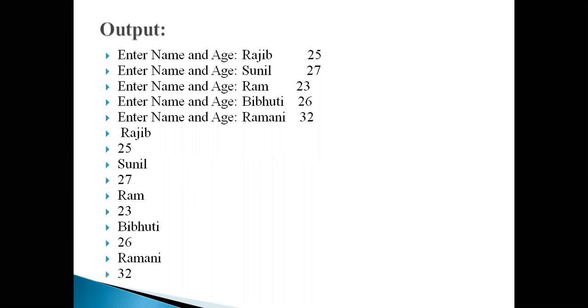Now the output will be like this: enter name and age. So I'm entering the name and age for the first employee, then for the second, third, fourth, fifth, and at last all the employees' information will be displayed on the output screen. So this is the way how we work with array of objects.